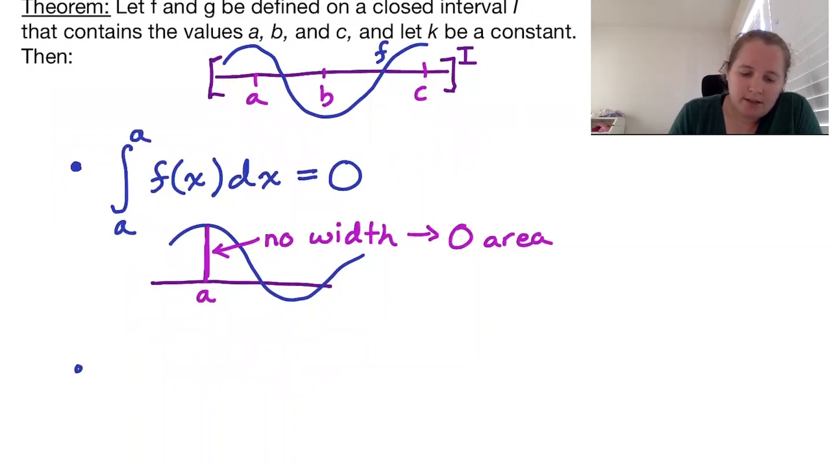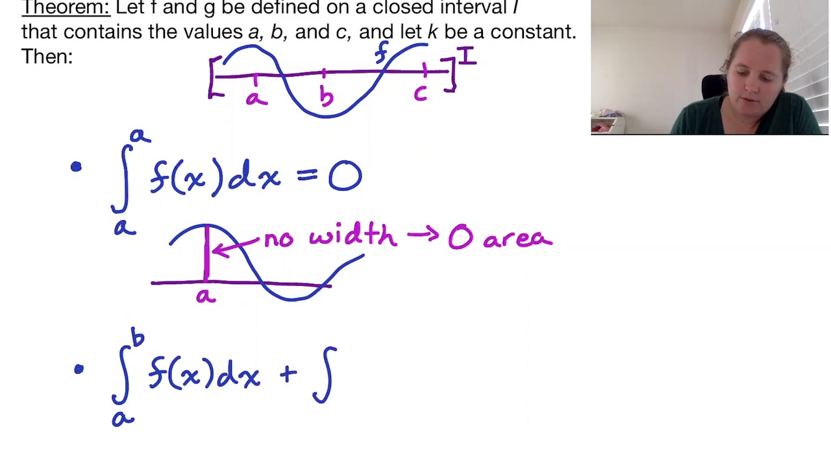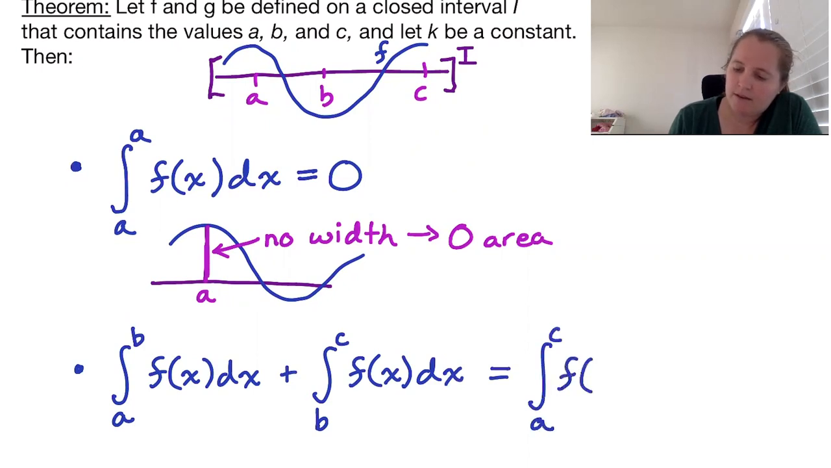Next up, we were taking advantage of this in the previous problem. If we do the definite integral from a to b of f of x dx and add to that the definite integral from b to c of f of x dx, this should be exactly the same as taking the whole integral from a to c of f of x dx.